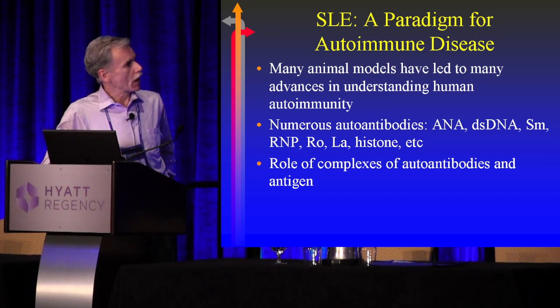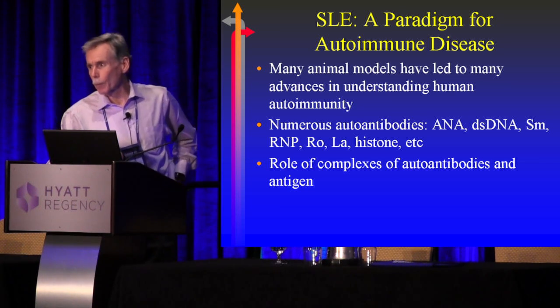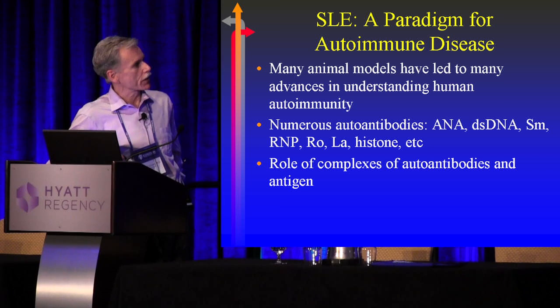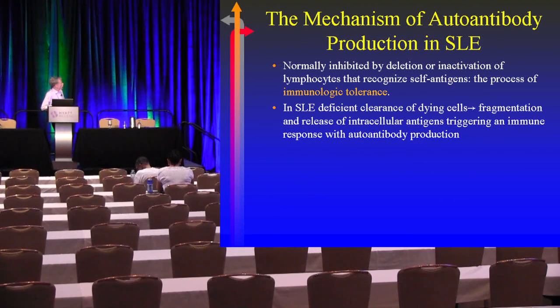Let's talk a little bit more about SLE. We've talked a little bit about animal models of SLE, the proliferation of different types of autoantibodies that are seen in SLE, and perhaps a little bit about the role of immune complexes. The concept of immunologic tolerance is one that has developed over the last decade or two in our understanding of autoimmune disease. Immunologic tolerance means the ability not to develop an immunologic response to a particular antigen.